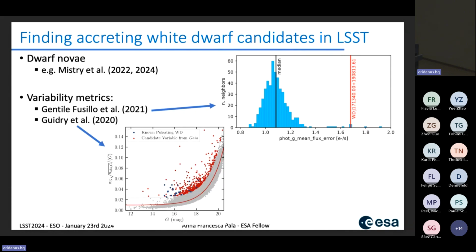And this method, which has been developed for white dwarfs, has actually turned out to be quite successful in identifying low mass accreting white dwarfs, which are the most difficult to find because they outburst very rarely, so they are the least variable, but with this metric we are sensitive to them.